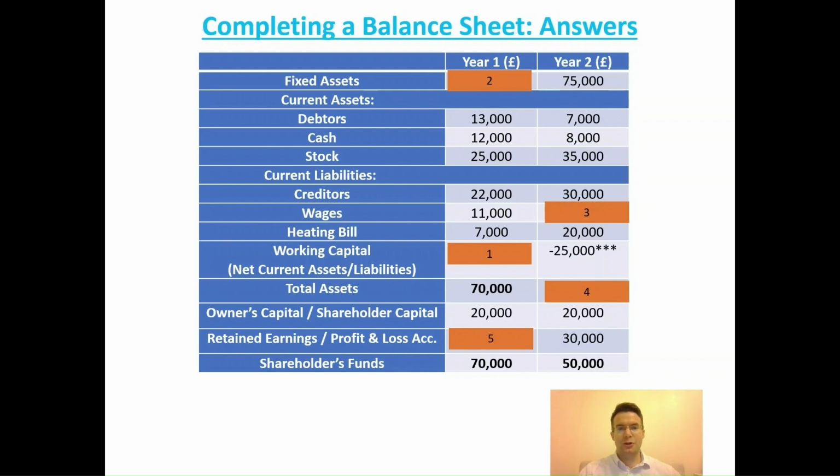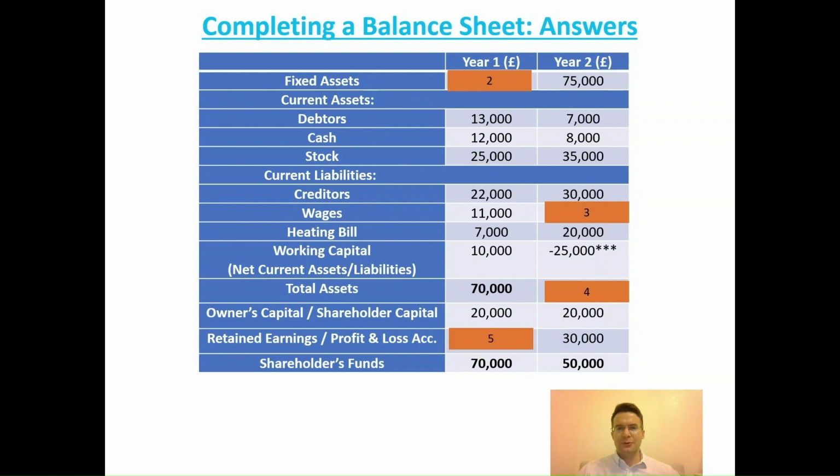And then you took away the 3 current liabilities, 22 plus 11 plus 7, so that is 40. That means, of course, that the working capital, the answer to question number 1, would be 10,000. Now, the second point is for fixed assets. Remember, fixed assets are assets that you will keep for a long amount of time, something like a van or a building, like a warehouse, for example.